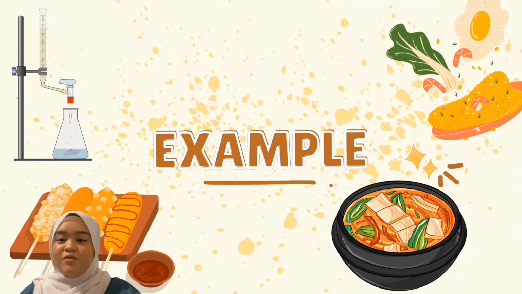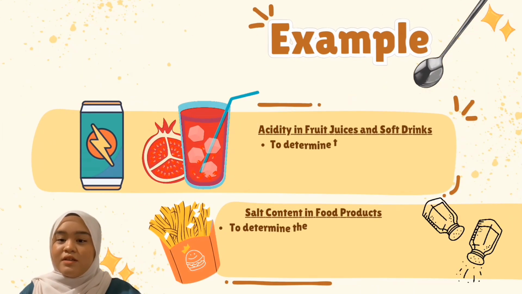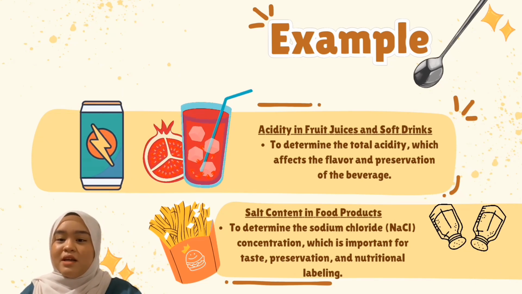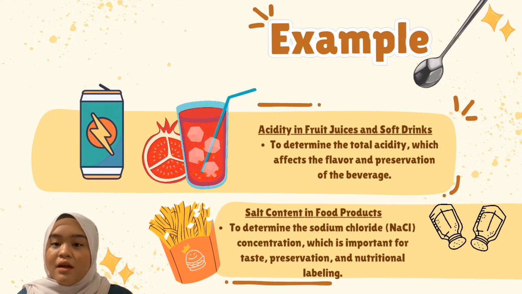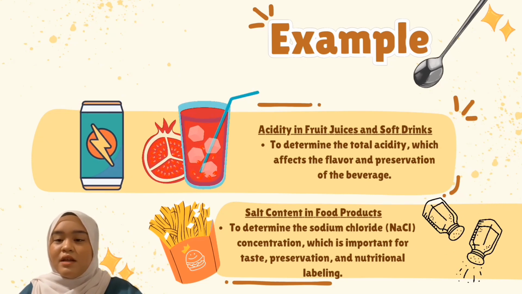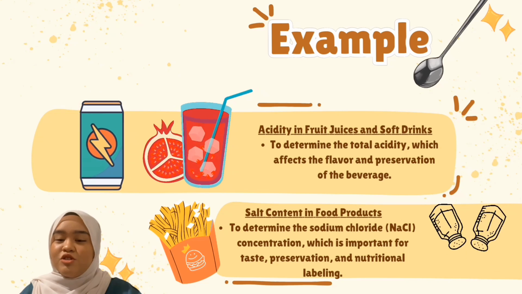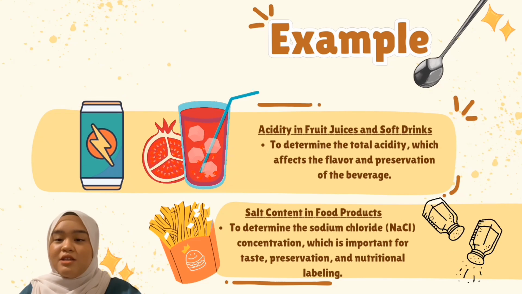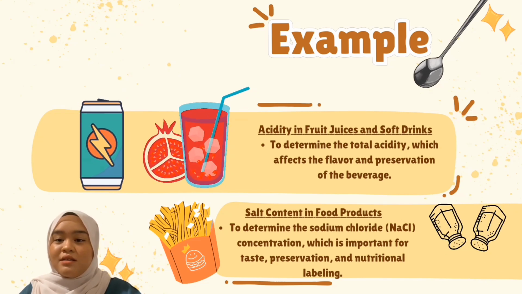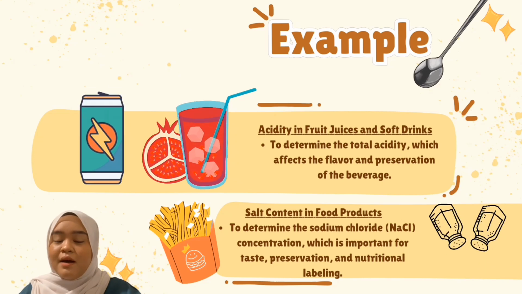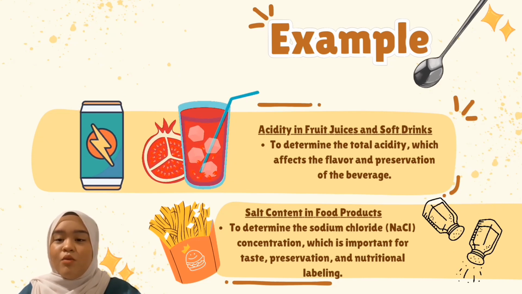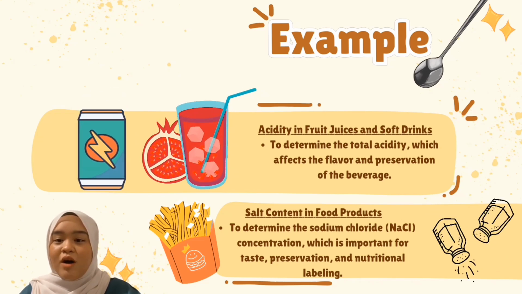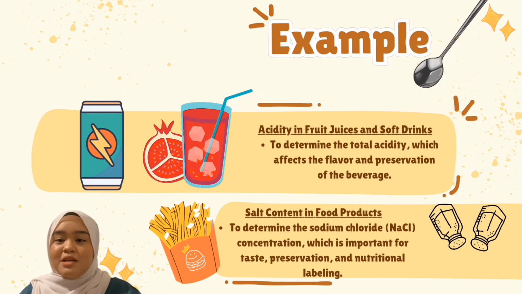Next is the example of food quality using titration. First, acidity in fruit juices and soft drinks. It is to understand how it affects their taste and how long they last. The preparation is, first, they take a sample of the fruit juice or drink. Then, they add sodium hydroxide to it slowly until it changes color. This color change tells us when we have reached the end point of the test. By measuring how much sodium hydroxide we added, we can figure out how acidic the juice or the drink is. This helps us know how much citric acid it contains, especially in fruit juices.